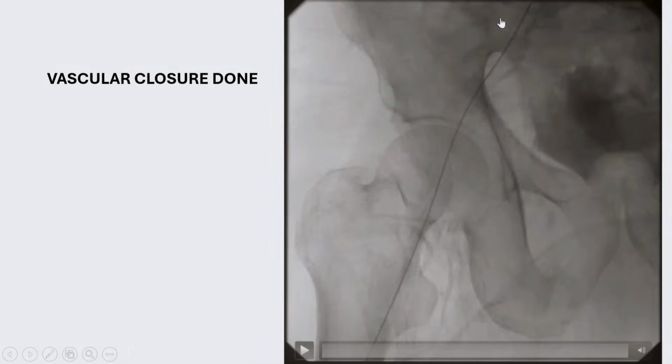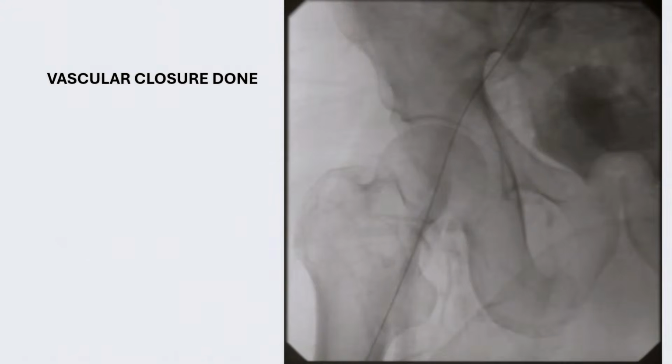And then this is the vascular closure, which was done using 2 ProGlides. After the vascular closure, we always take a contralateral injection to see whether there is any leak or damage to the vessel. The vessel is flowing very nicely. There is no damage. So this is how the procedure is done.